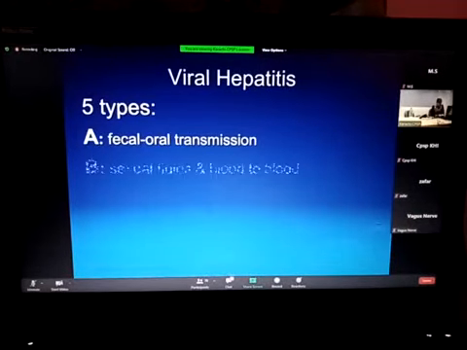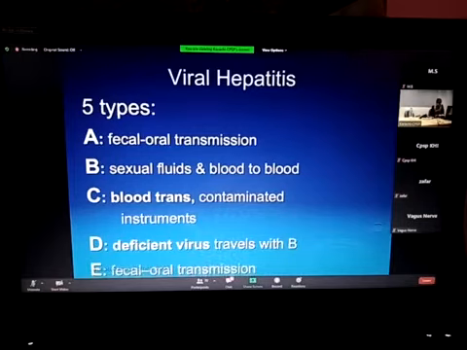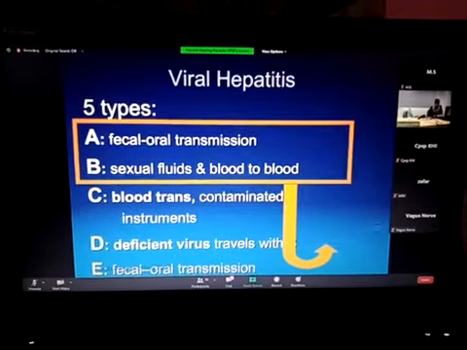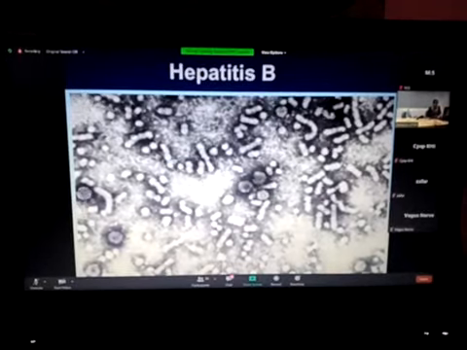So just a quick catch up, 5 types. A is orofecal, and so is E. And of these, only A and B have the vaccination available for prevention. Now we move on to the specific viruses. Hepatitis B to start off.